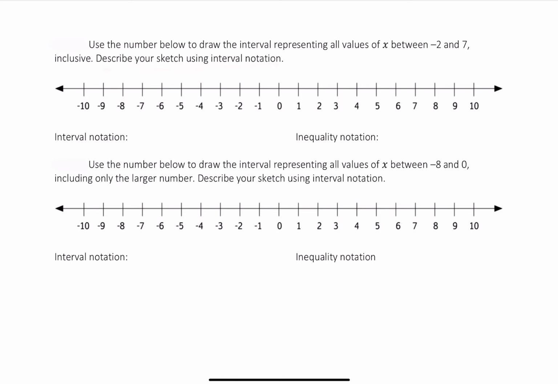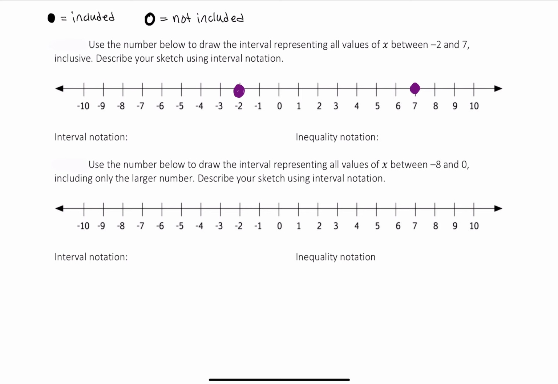So first, let's find -2. This is not -2, that's +2. -2 is here, and we're including it, so we're going to draw a closed dot. And in case you're rusty on this, closed dot means include. Open dot means not included. So now let's go ahead and find the 7. The 7 is here. So we're going to draw again a closed dot there.